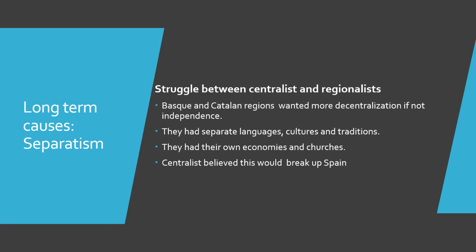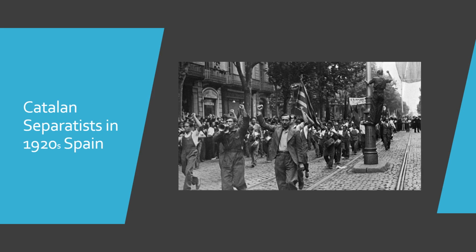Now, they had limited autonomy up until the time Primo de Rivera came back into power, and he rescinded these limited gains. This pleased conservatives and centralists who believed that more separatism could ultimately lead to the breakup of Spain, but it really angered and enraged those who were looking for more independence. And here is a picture of Catalan separatists in 1920 Spain on the streets marching for more independence and more autonomy. Now, in actual fact, what happened was that they received less right to self-determination under the dictatorship of Primo de Rivera.